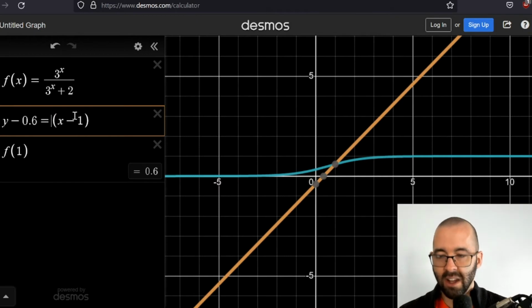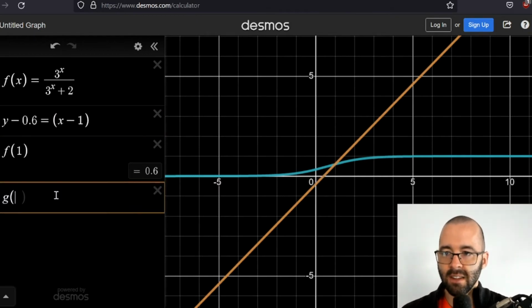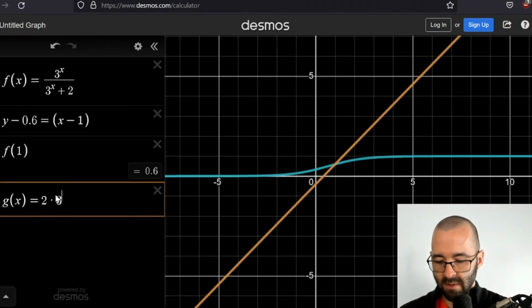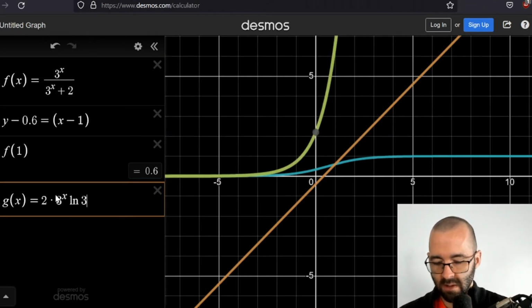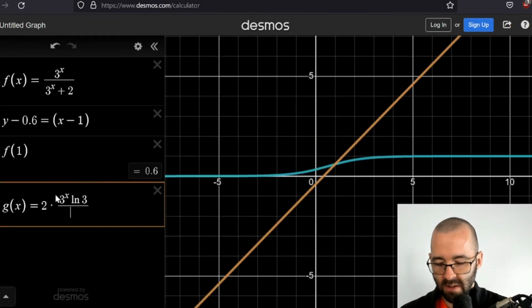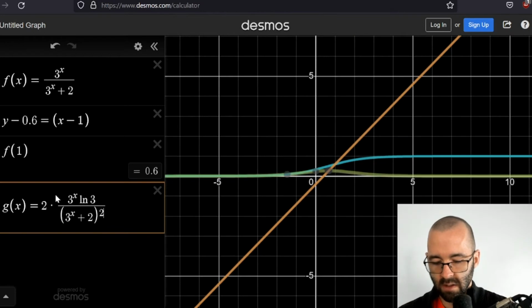And then we just need to find the derivative here. So we're saying that our derivative is some function 2 times 3 to the x ln 3, all divided by 3 to the x plus 2 squared. So we're saying that the green function is the derivative of the blue function.